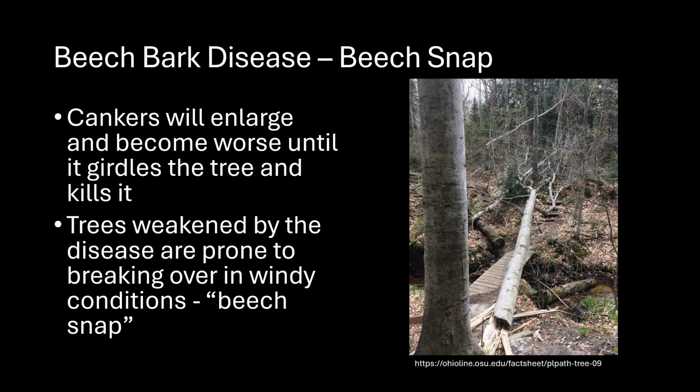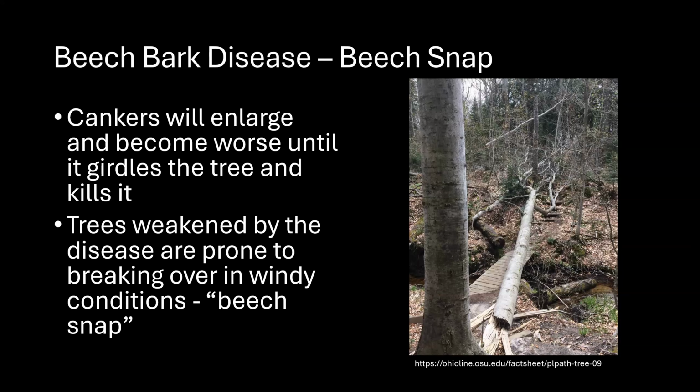And then also, what you'll notice with a lot of beech trees is when they're weakened by the disease and they have that girdling, they have those cankers, if we get severe weather, extreme environmental conditions, we have what's called beech snap. And beech snap is when the trees just break. And you can kind of see here, they just break from the bottom and then they just fall over, which, in the woods may not be quite as much of an issue.